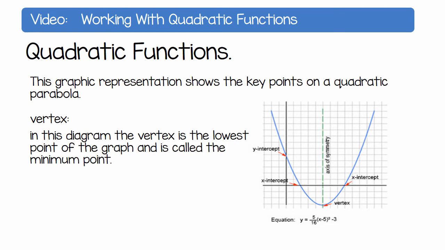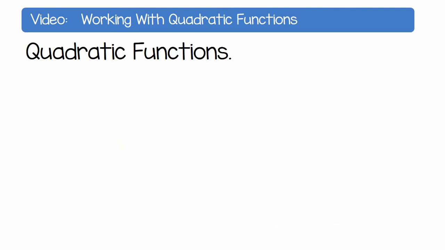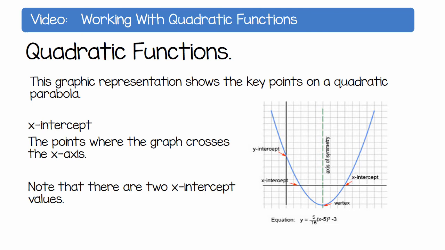The vertex: in this diagram, the vertex is the lowest point of the graph and is called the minimum point. It's the lowest point on the graph. The y-intercept is the point where the graph crosses the y-axis. The x-intercepts are the points, notice there are 2, where the graph crosses the x-axis. Note, as I have said, that there are 2 x-intercept values.